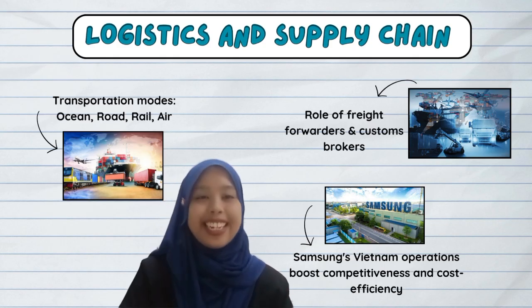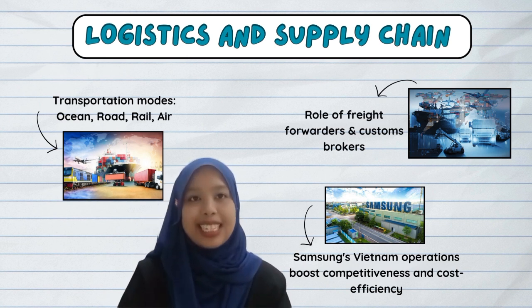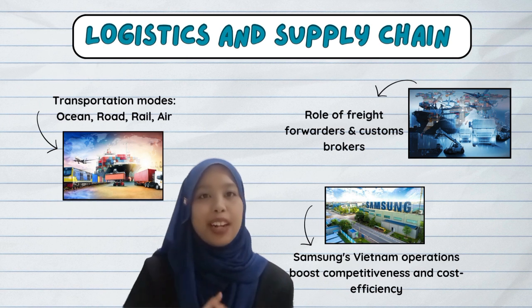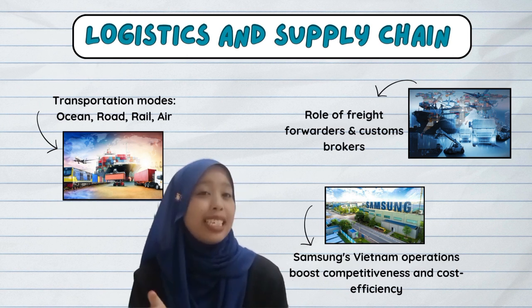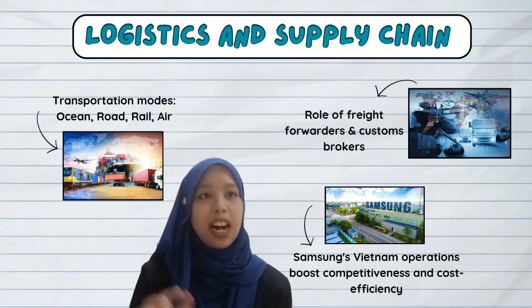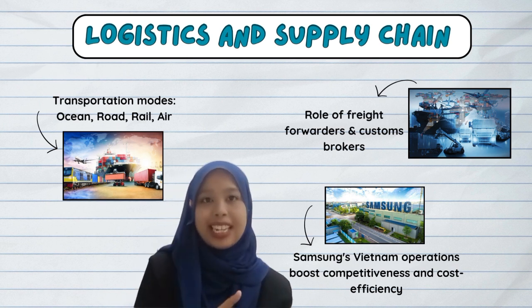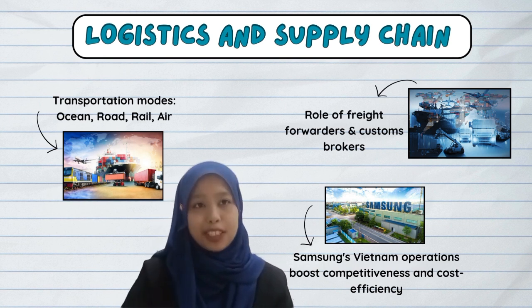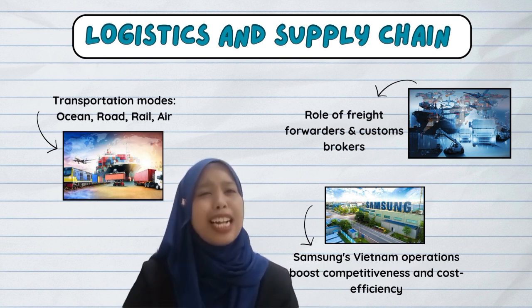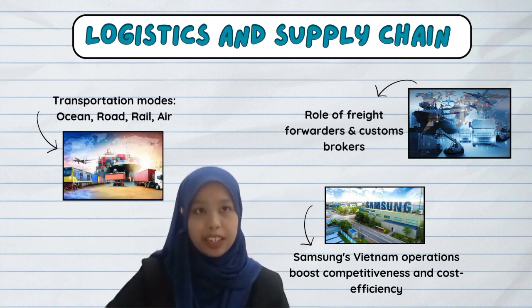Logistics is crucial in international trade. Samsung uses multiple transportation modes like ocean, road, rail, and air, depending on the product and delivery type. Ocean is cheaper, air is faster. Samsung also uses freight forwarders to manage cargo from the origin to destination and customs, and brokers to handle clearance at the borders. One of Samsung's strengths is its large manufacturing base in Vietnam, which allows them to ship products efficiently while also benefiting from the lower cost.